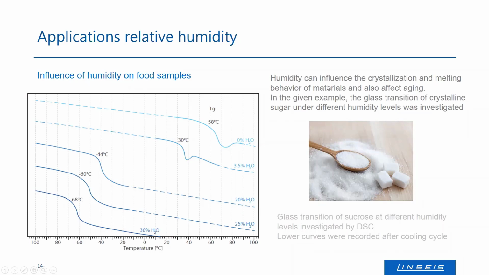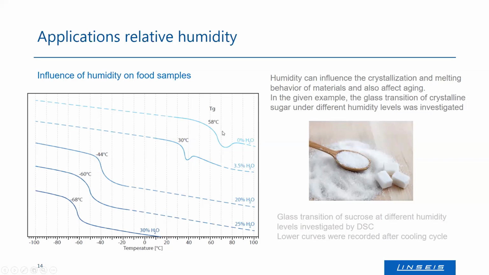What this guy did was a lot of experiments. I just want to show one of them. They used different levels of humidity: 0%, 3.5%, 20%, and 25%. And they investigated the crystalline behavior of their sugars and the shift of the glass transition. With no or almost no humidity, the glass transition is where it's expected to be and where the literature value says it is, around 60 degrees. And with a little bit of humidity, it's around 30 degrees. So that's the range where it is, according to the literature.